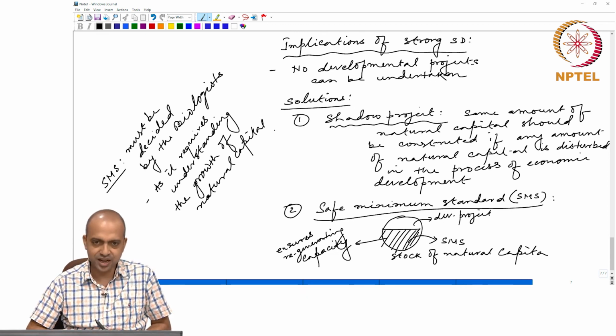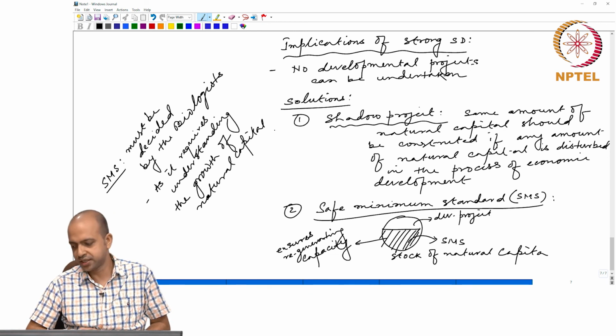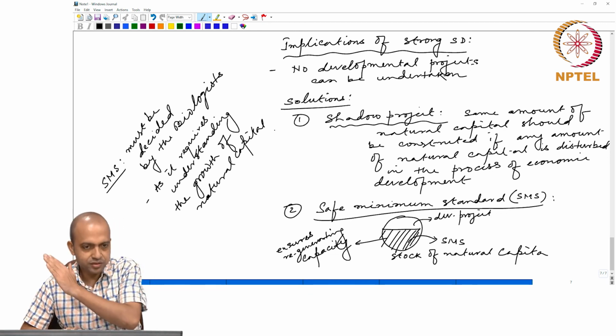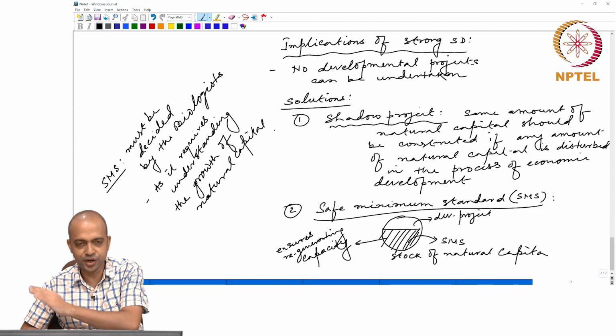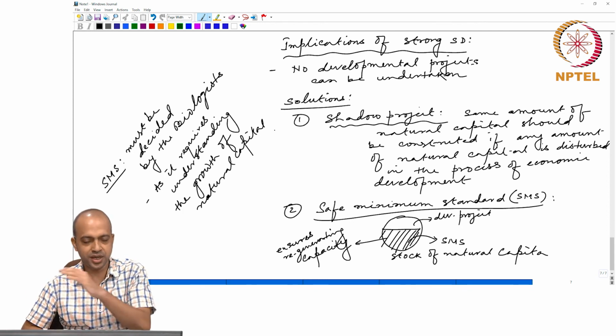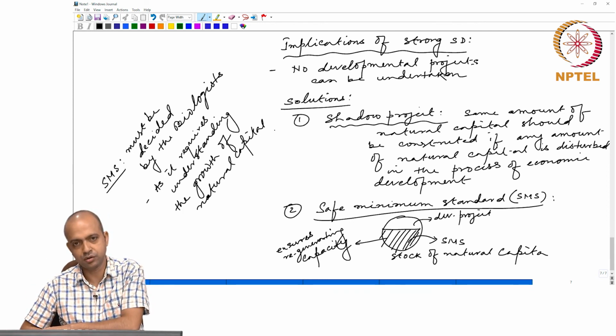In our next class, what we will do? We will discuss the other sustainability rules that different economists have come up with over a period of time.